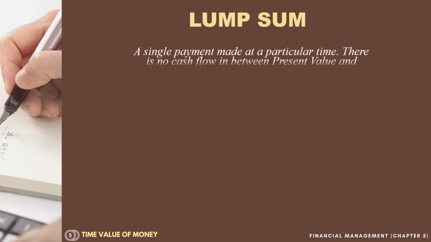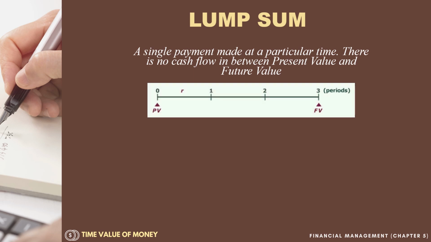Lump sum is a single payment made at a particular time. In other words, it is just a one-time payment of your investment, meaning to say there is no cash flows in between the present value and the future value. Now, if you take a look at the timeline here, you can observe that there is no cash flows in year 1 and also in year 2, which are both in between the present value and the future value.